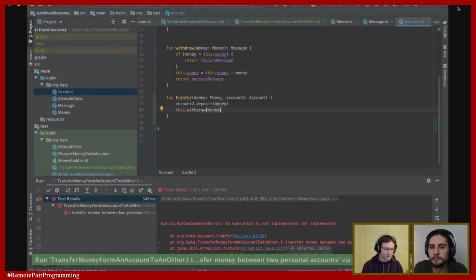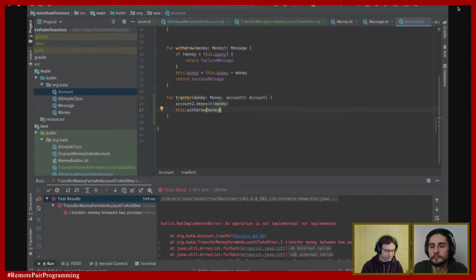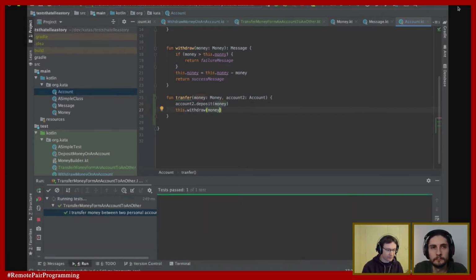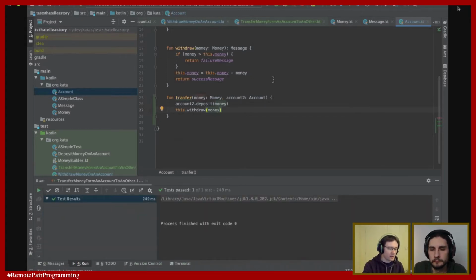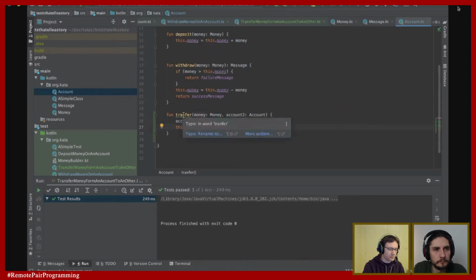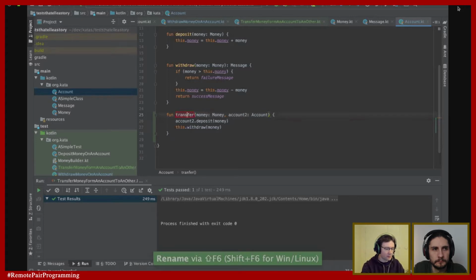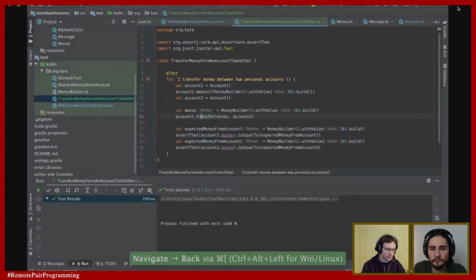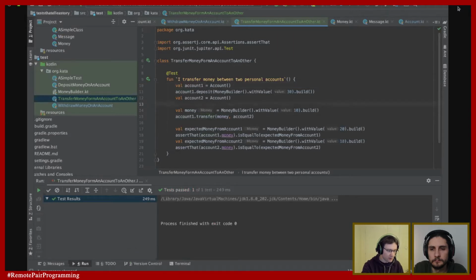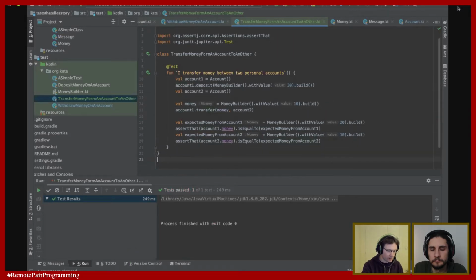Okay, now the test should pass. Maybe now we can refactor this test because it's difficult to read. So I like the builder. I'm just not happy that this takes so many characters to read.